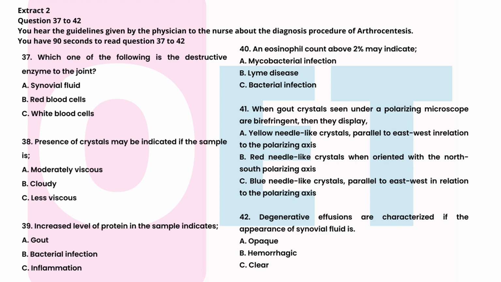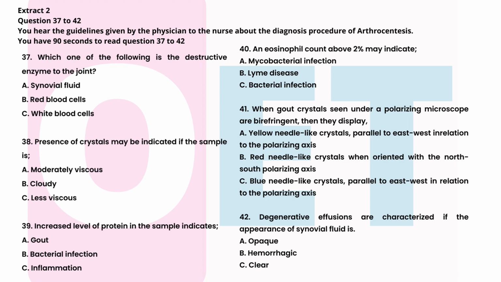Polarizing microscopy displays needle-like monosodium urate crystals in gout or calcium pyrophosphate crystals in pseudogout. When gout crystals are seen under a polarizing microscope, they are birefringent, and display blue needle-like crystals when parallel to east-west in relation to the polarizing axis, and yellow needle-like crystals when oriented with the north-south polarizing axis.